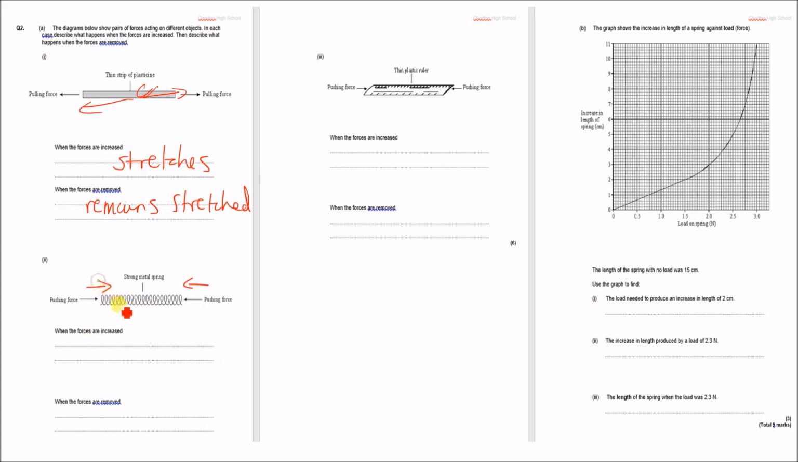Okay, the next question is about pushing, so the force is going inwards. We're not stretching this spring, we're pushing it in. So when the forces are increased, we call this compression. We are compressing the spring. Okay, when the forces are removed, it's going to have energy and it's going to push the spring back to its original shape. So we're going to say that the spring returns to the original shape.